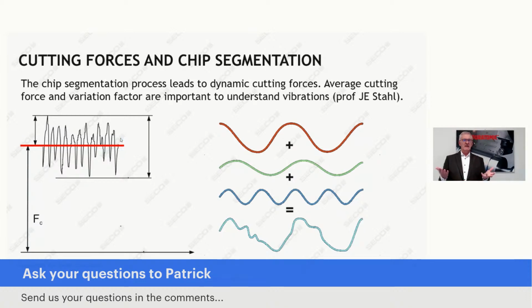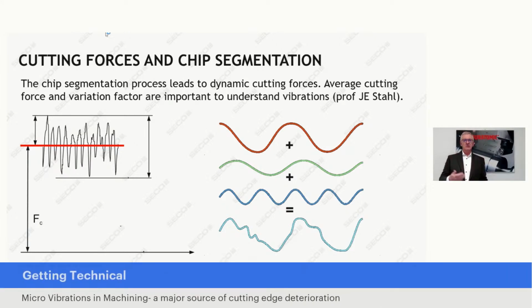So you have the general cutting force, the stable cutting force, but on top of that stable cutting force, which I try to represent here with the red line, there are potentially variations taking place. And those create a variable cutting force when they are added on top of the, let's call it, average cutting force, the stable cutting force.